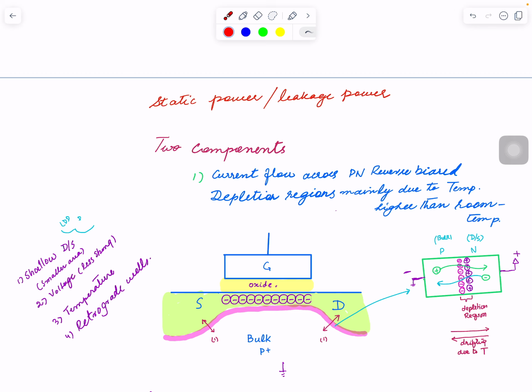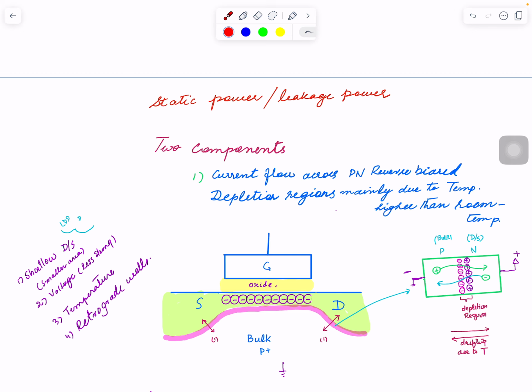Voltage, I already mentioned, less voltage. Temperature, we already talked about. Retrograde wells. Okay, retrograde well. So this is the well. You will see that in 250 nanometer, 180 nanometer, 130 nanometer, and going down, the engineers or scientists working on these transistors start playing with the doping concentration. Is this doping concentration here? It's the same thing here. You say number of electrons here, there are number of holes here.